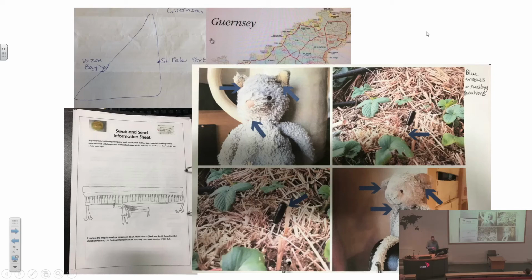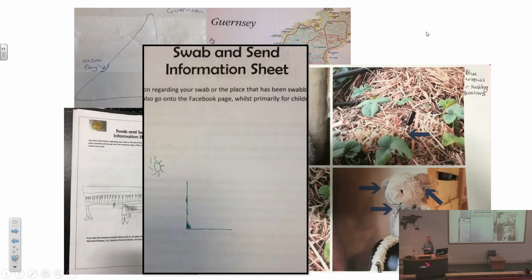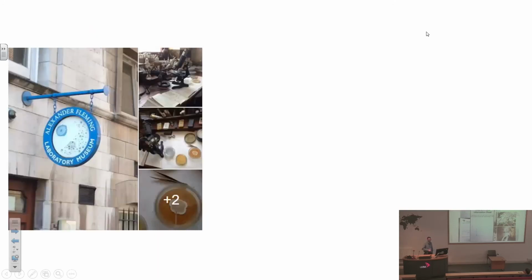But the best one, I have to say, which really makes me believe that we have future scientists in the UK, is from a 7-year-old boy. I can't remember which school he was from, but he sampled a dark corner. I just think that's absolutely brilliant.